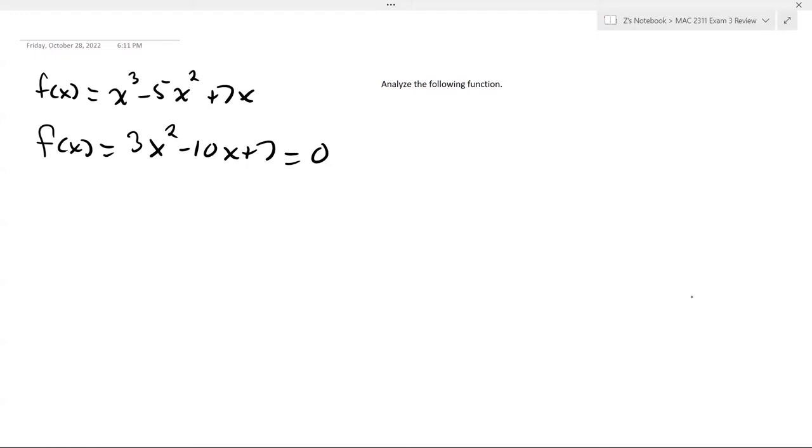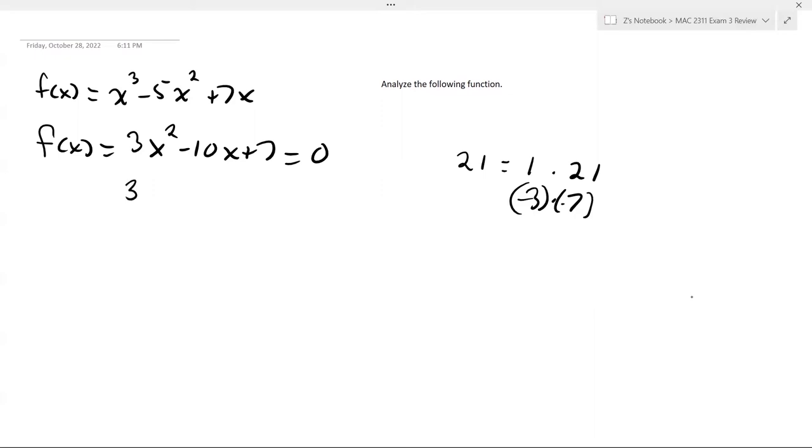I'm going to look to see if I can factor this. So 3 times 7 is 21. I need 2 numbers that multiply to 21 and add up to -10, so they would have to both be negative, so they would multiply to a positive number, and they would add up to a negative number. Here we go, -3 times -7 gives us positive 21, and added together they give us -10. And so I'm going to use that to factor these.